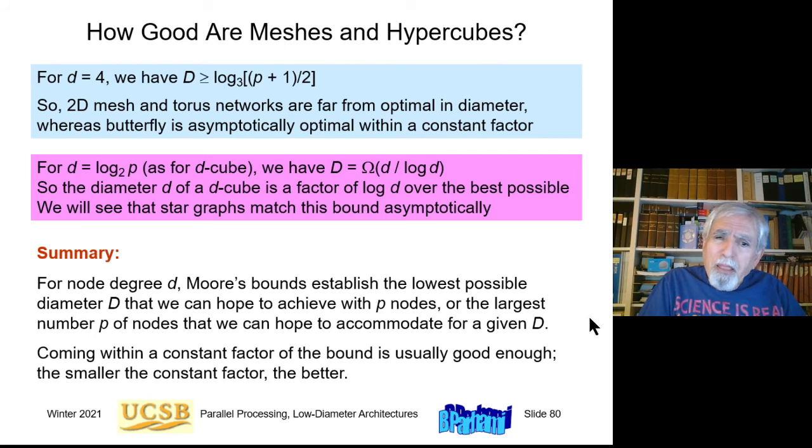Okay, coming within a constant factor is often considered sufficient to claim that our architecture is efficient in terms of the Moore bound.